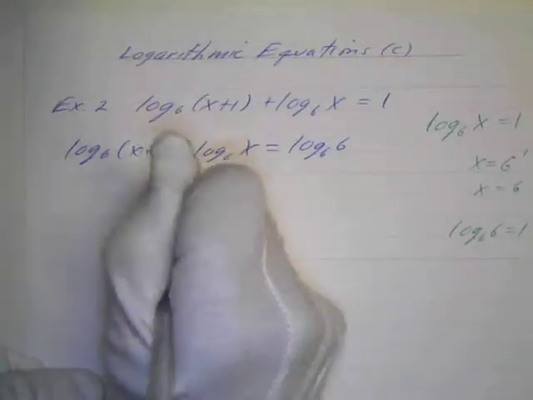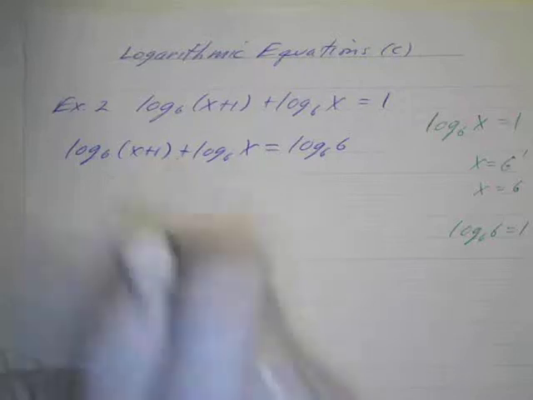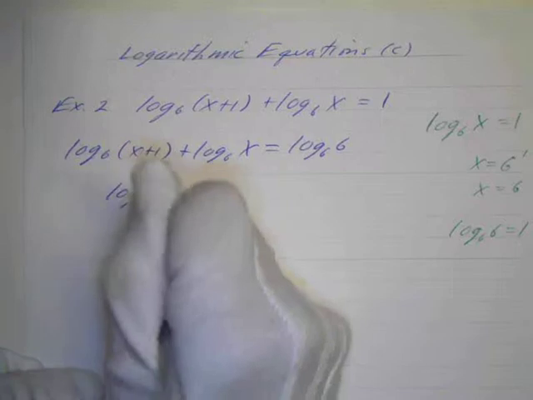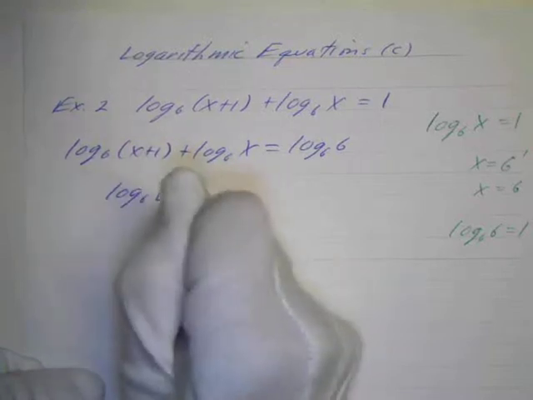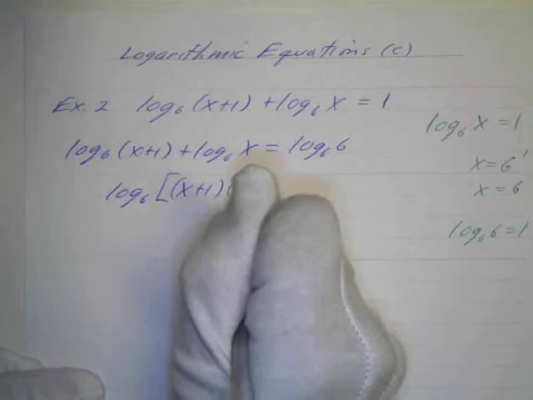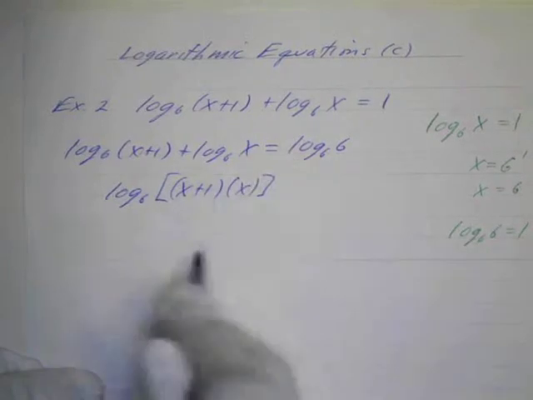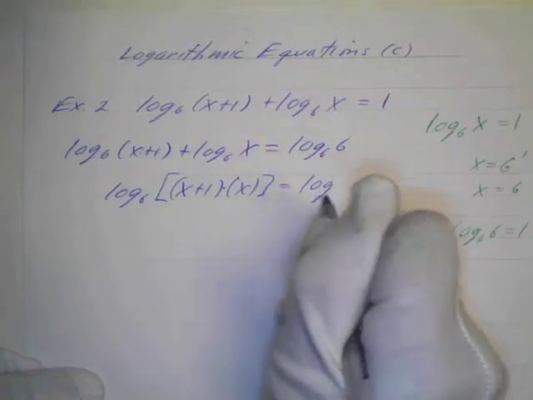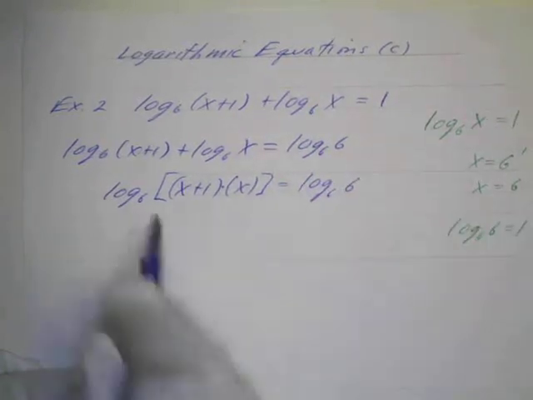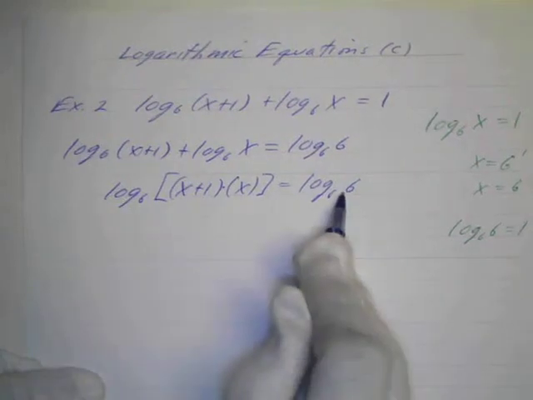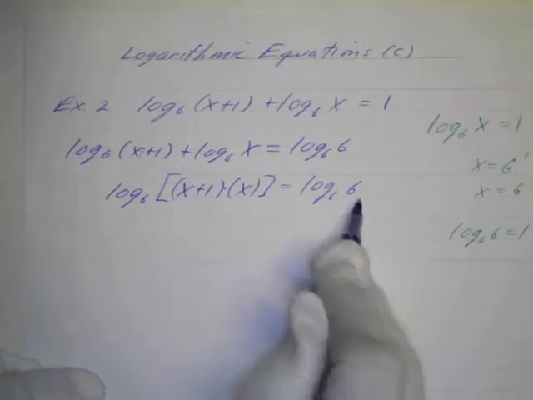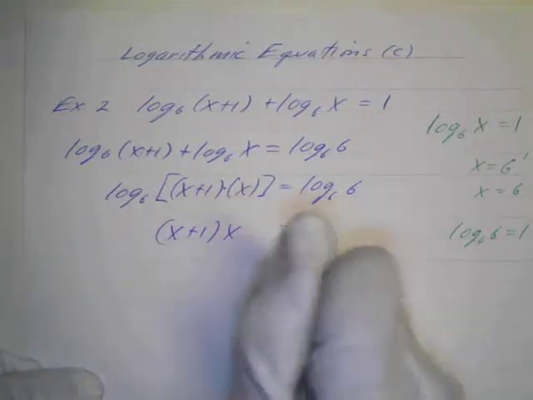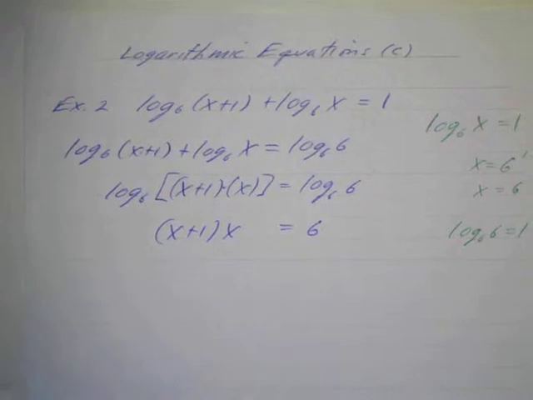And again, we've got 2 logs on the left, so we want to consolidate this. So we'll use our product rule. So this would be log to the base 6 of a product, and that product will be x plus 1 times x. This is my product rule, and that equals log to the base 6 of 6. And now we know if the range elements are the same and the domain elements are the same, or if the left equals the right, then these are the same. So I could say that x plus 1 times x equals 6. And then we have a nice equation to solve.